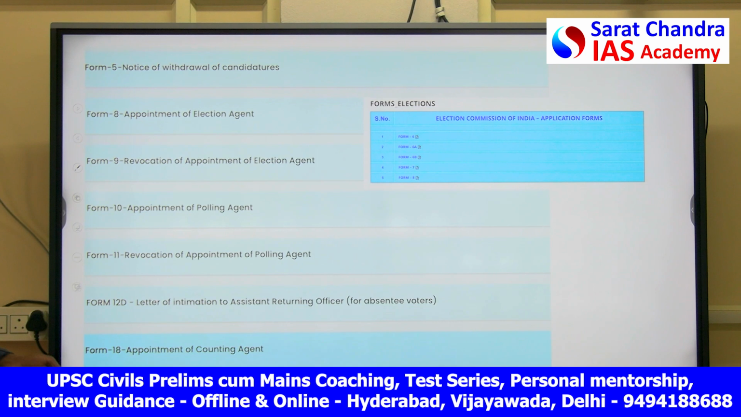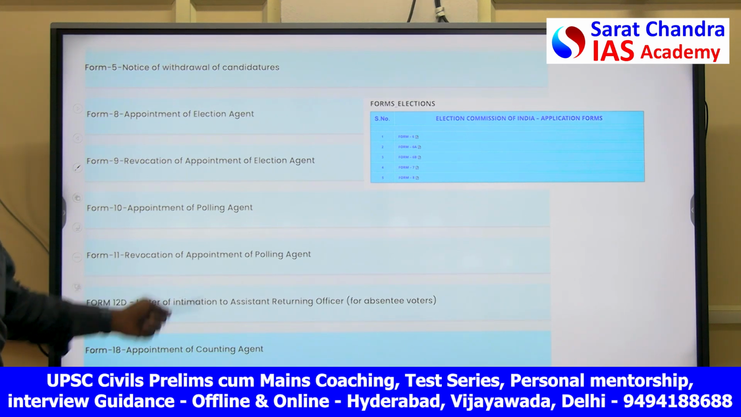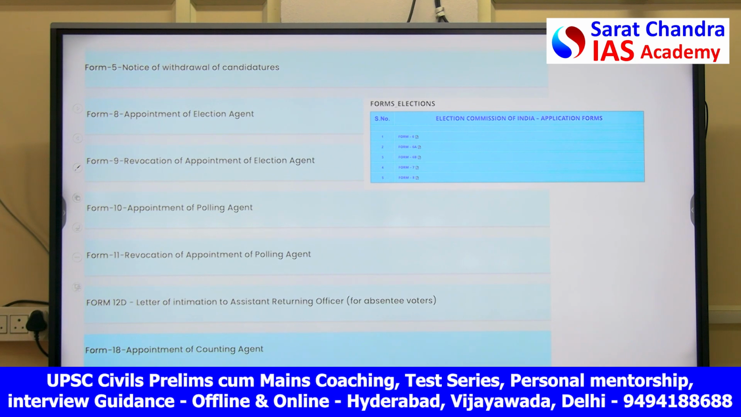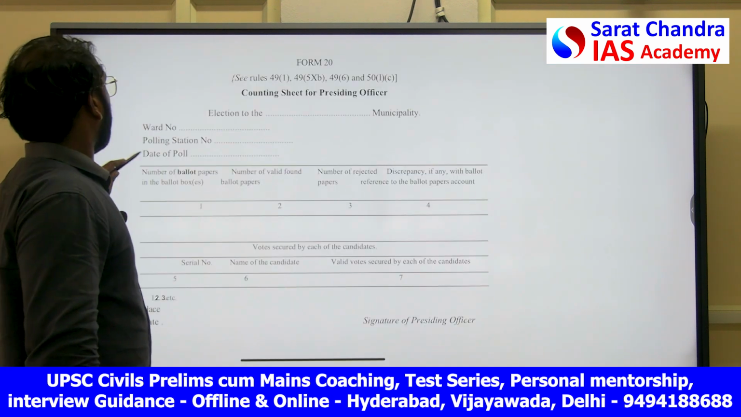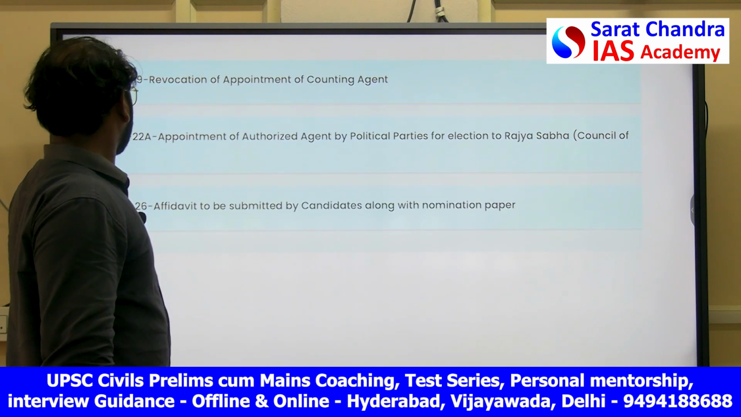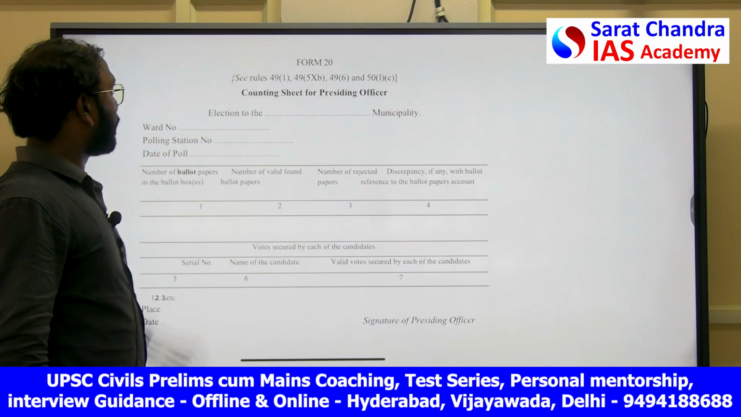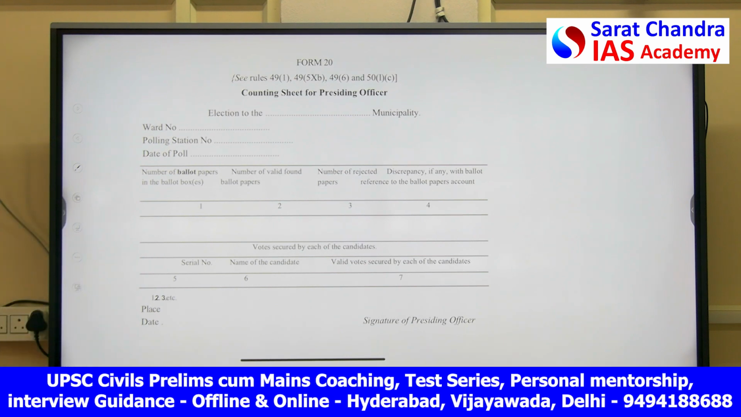So if you are an absentee voter, or if you come under the essential services category, you will use Form 12D and vote through ballot papers, and that is the letter of intimation to the assistant returning officer about your voting process. Then Form 18 talks about the counting agent, Form 19 talks about revocation of appointment of the counting agent, and Form 20 talks about the result sheet.